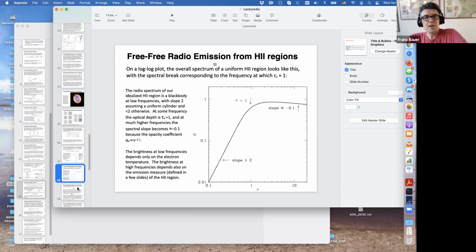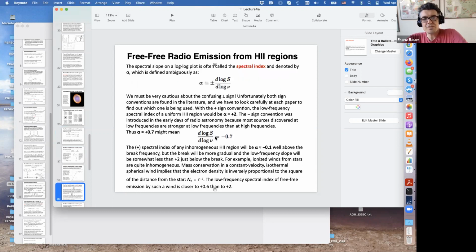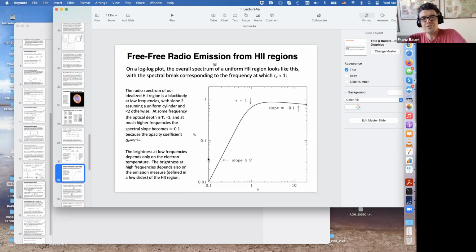Okay, so I also took a slight deviation to talk about the spectral index, which is how you might differentiate Bremsstrahlung from other mechanisms. If you have a pure, uniform emission of Bremsstrahlung, it'll look like this. There'll be some portion which is optically thick, some portion which is optically thin, and the break will happen right around tau equals 1. So that's for a uniform source.